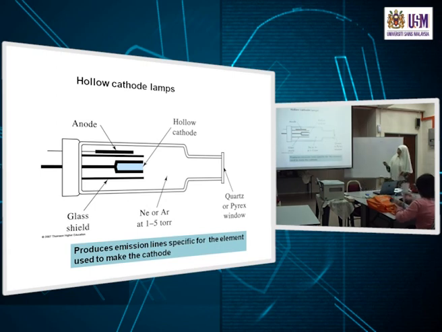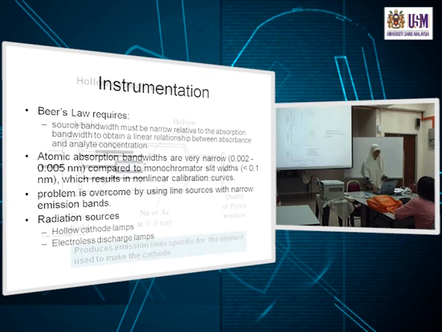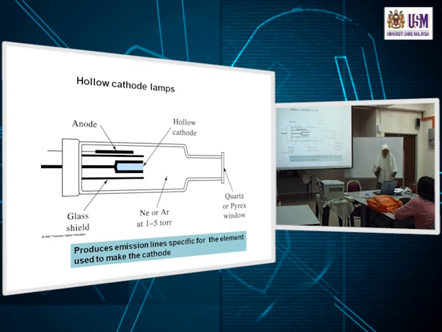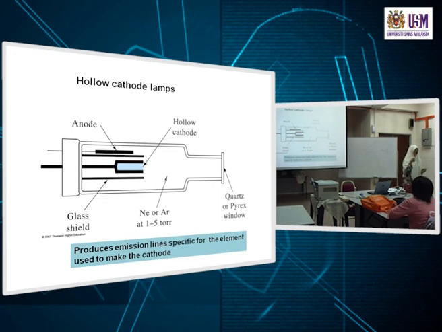Now we introduce the sources for AAS, which meet the requirement mentioned just now. The bandwidth will be narrow compared to the absorption profile. And how do we make sure that it's a narrow emission bandwidth? The atoms are formed in the source, and it's the atoms that give out the radiation. That's how we get those line spectra. So one of the sources is called the hollow cathode lamp. Many times you see it abbreviated as HCL.